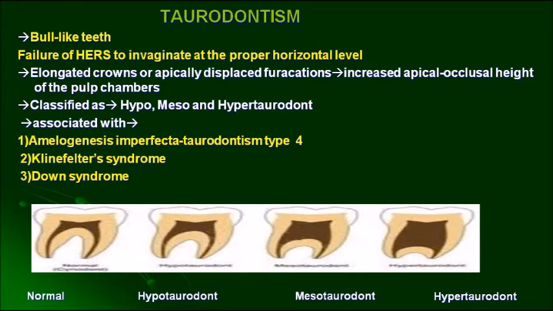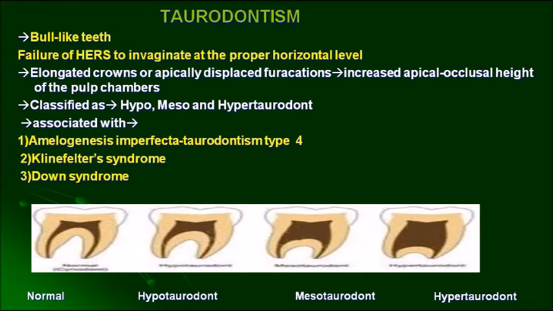That is taurodontism. So which are the associated conditions where you see a taurodontism-type tooth? It is seen in amelogenesis imperfecta, where taurodontism type 4 is seen, that is, the hypertaurodont type of tooth. It is also seen in Klinefelter syndrome and Down syndrome.